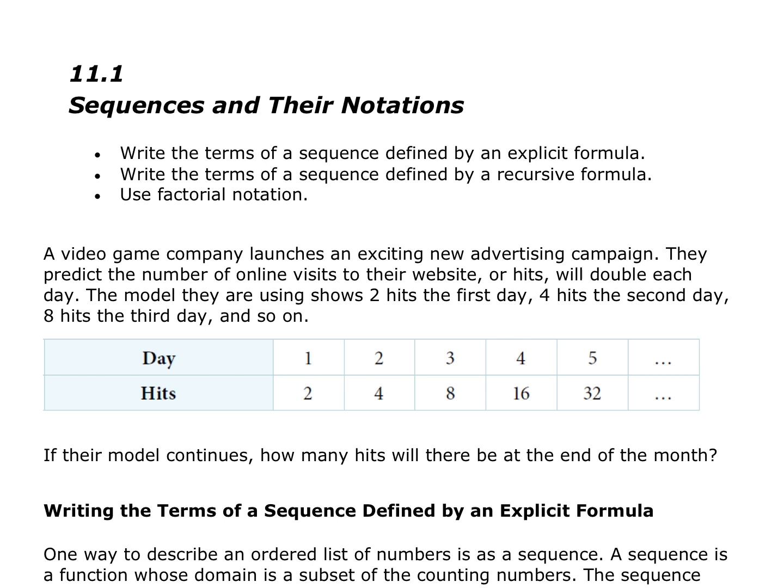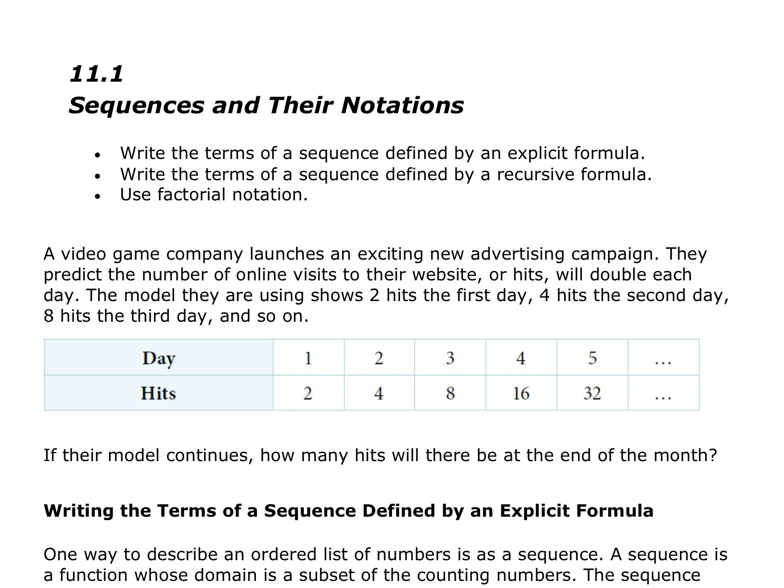In this video, we're going to look at sequences and their notation. We're going to define what a sequence is, explicit or closed formula. We're going to write the terms of the sequence defined by a recursive formula, and then we're also going to use a little factorial notation. So let's take a look at this example here.